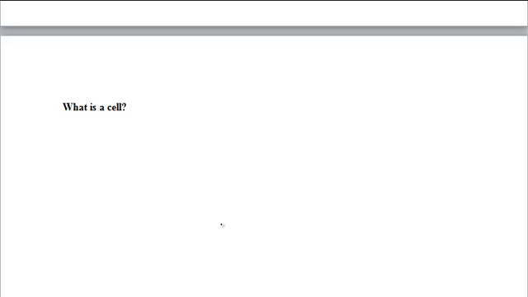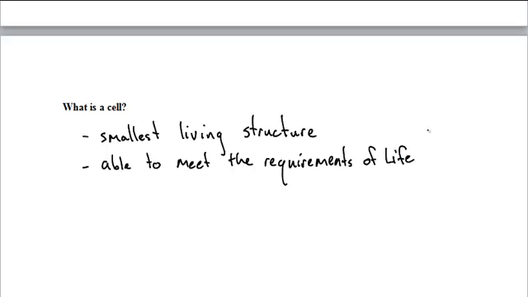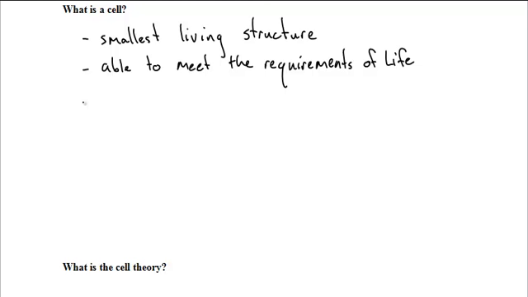So to begin with, what is a cell? The simplest answer is the smallest living structure. To be considered the smallest living structure, it has to be able to meet the requirements of life. And that means we're going to have to think all the way back to Unit 1 and our mnemonic about what living things are required to do.